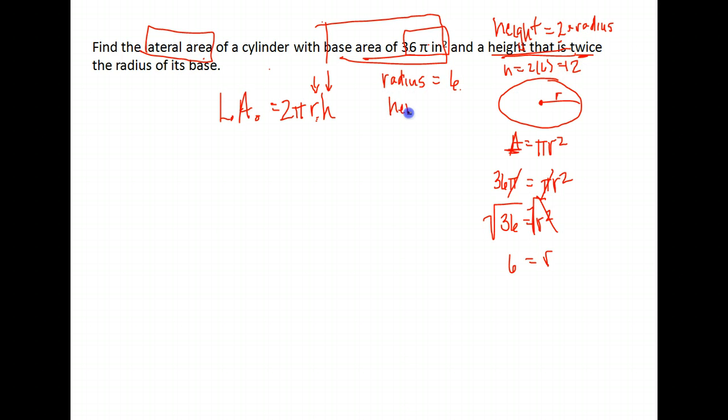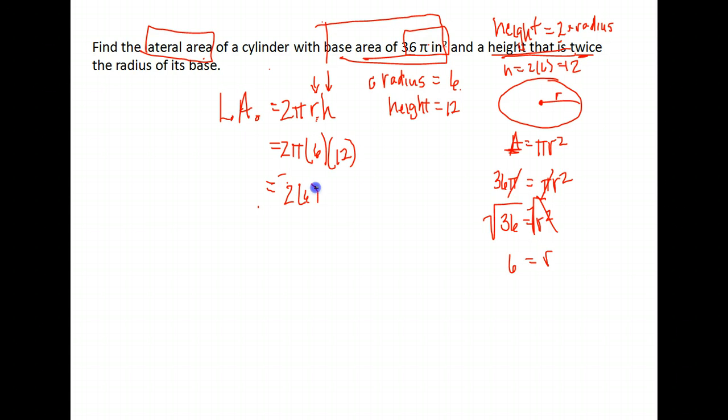Now we have both parts. We had to do some work to get them, but we have both parts, and now we can find the lateral area. The lateral area would be 2 pi times our radius, which we found out was 6, times the height, which we found out was 12. We multiply. 2 times 6 times 12 is 144.